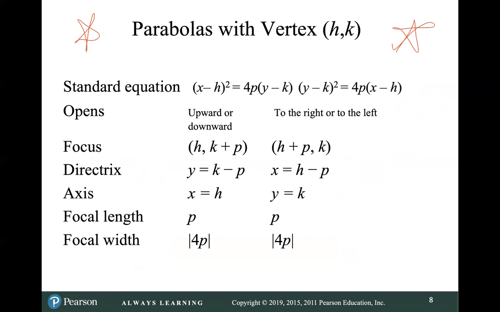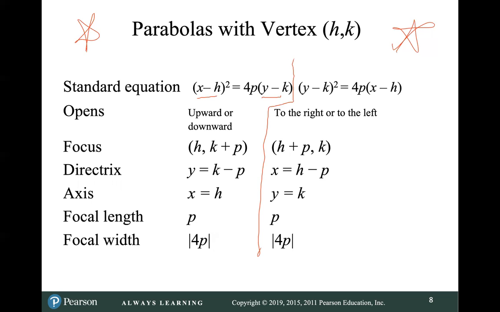When we have a vertex (h, k), all we're doing is subtracting the h from the x and the k from the y, and that's the only thing about the equation that changes. If the x part is squared, it's still opening upward and downward. If the y part is squared, it's still opening left or right. The focus was 0, comma p, but now we add h and k to that, so it's h, comma k plus p.